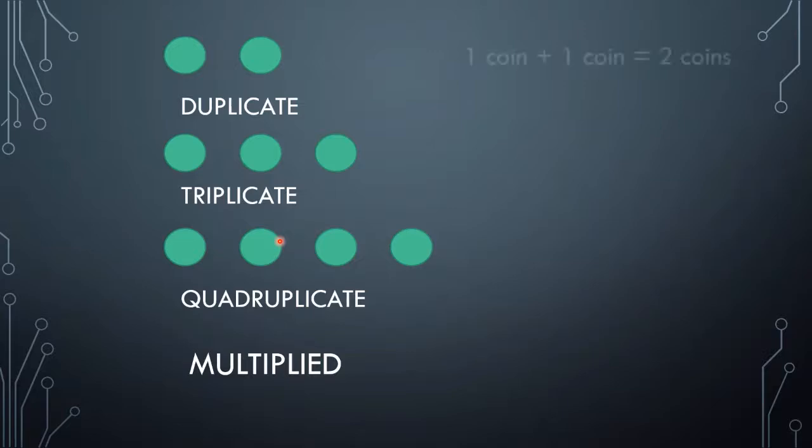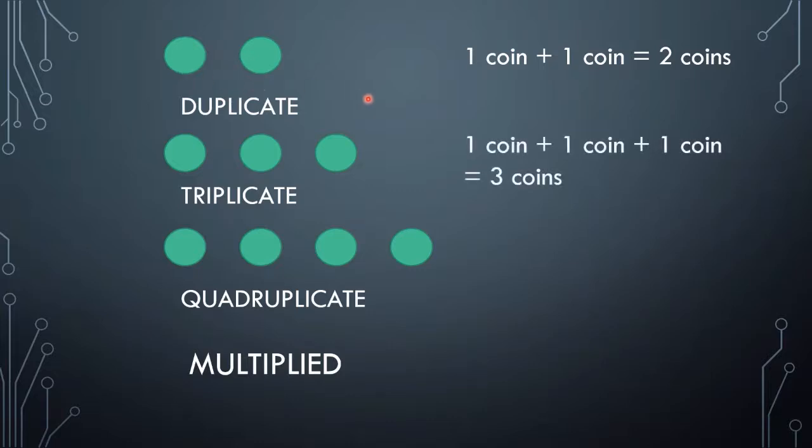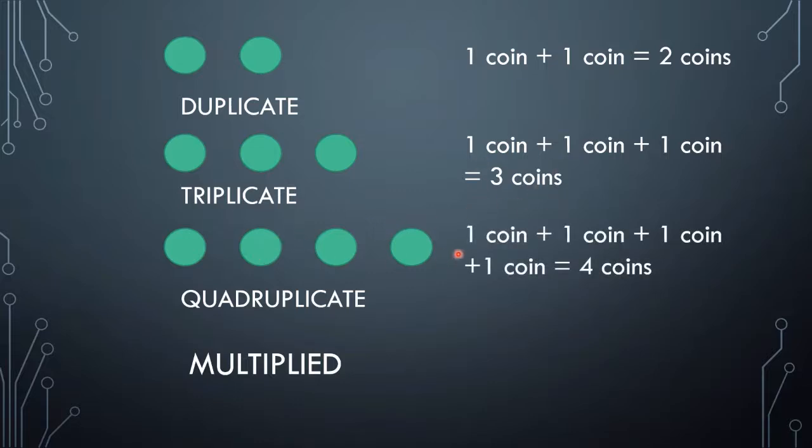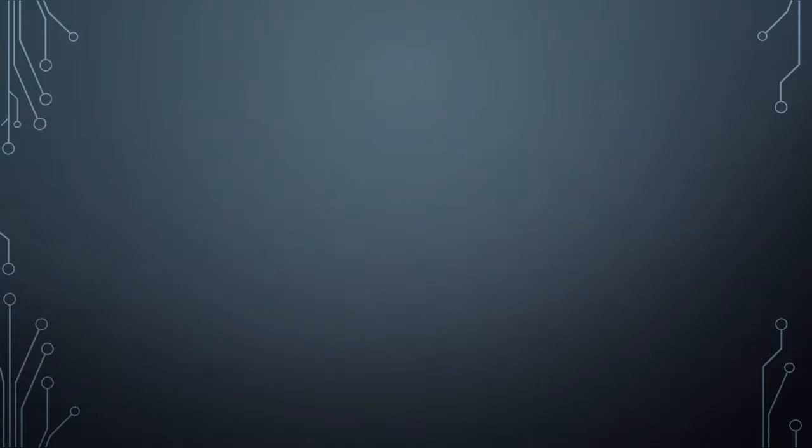You can also rewrite it in an addition format. For example, we have 1 coin plus 1 coin, we'll have 2 coins here. 1 coin plus 1 coin plus 1 coin will have 3 coins. And if we quadruplicate it, we have 1 coin, 1 coin, 1 coin, 1 coin. So, basically, what happened here is we have 2 sets of coins, 3 sets of coins, and 4 sets of coins when we did the duplication, triplication, quadruplication, or multiplication of these coins.